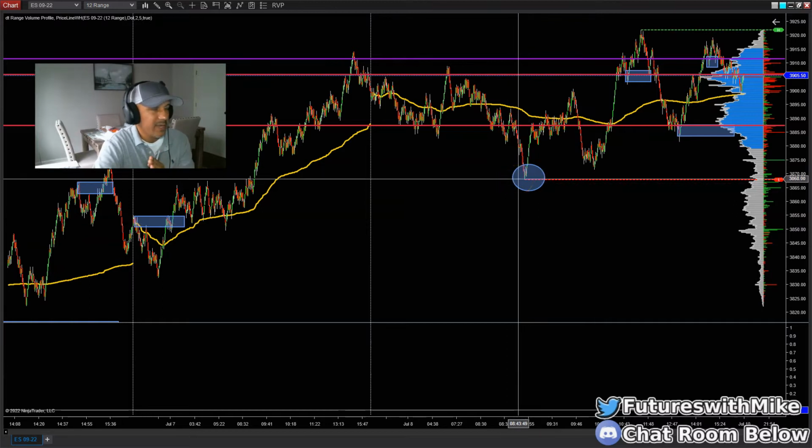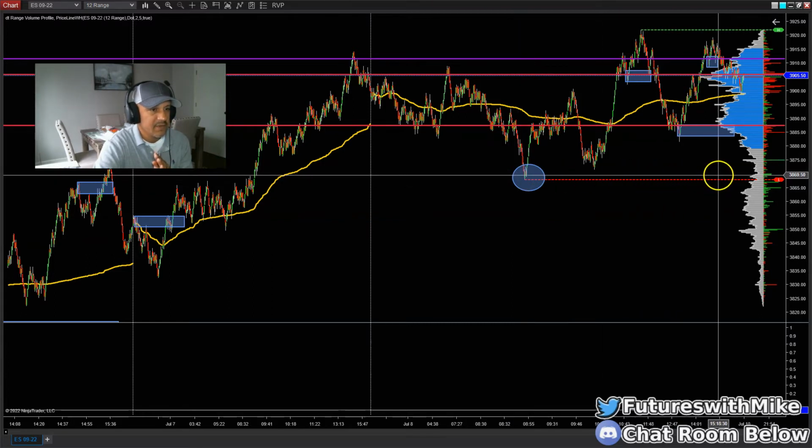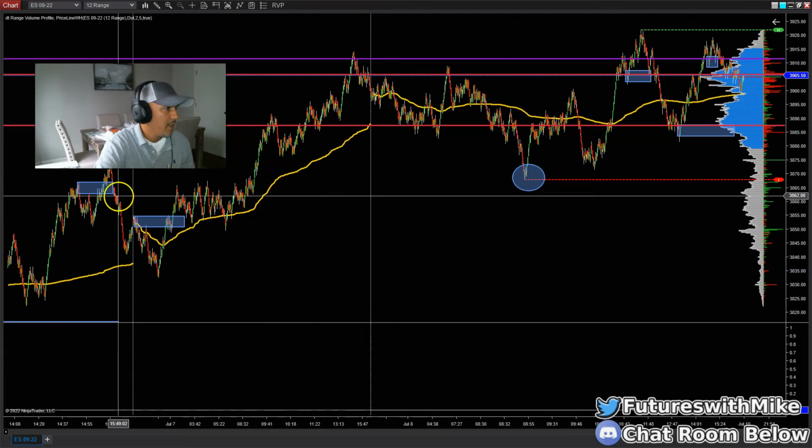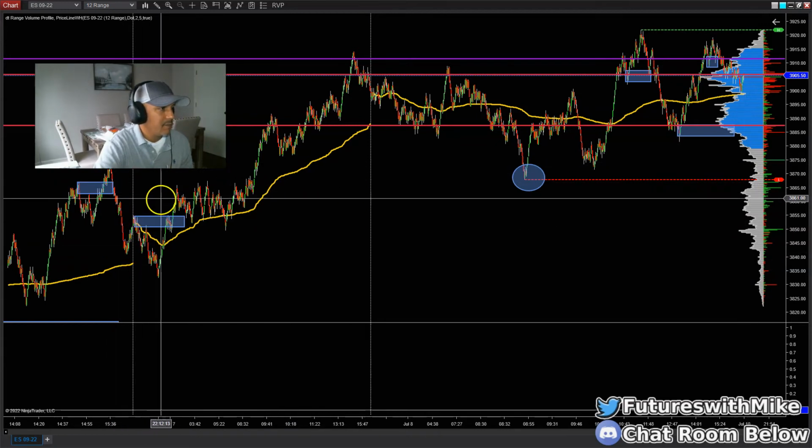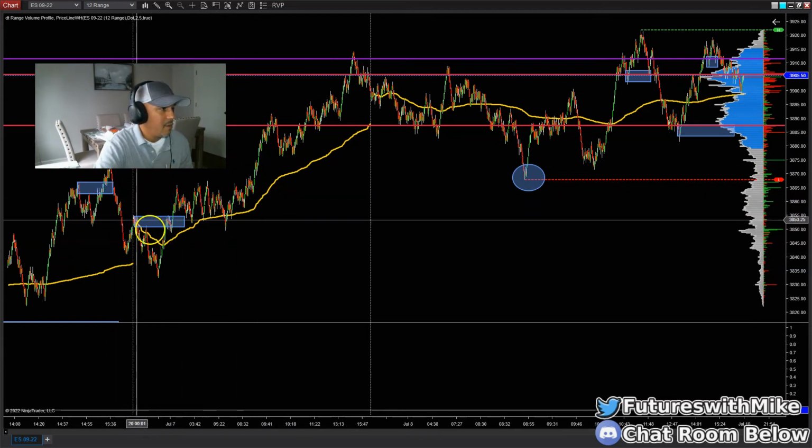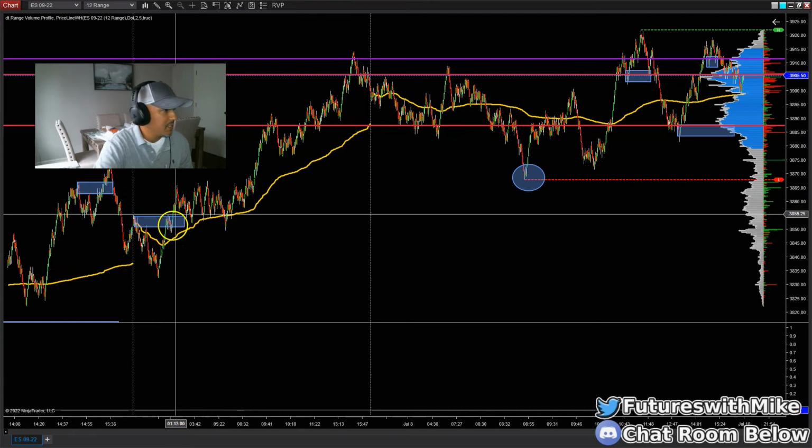Okay, like I said, we have confluence with the 70 number as well. Right here you can see, okay, 70 sitting in this area right here. We're in an area where there was a lot of buying accumulated. The market pulled back here and then it started buying.